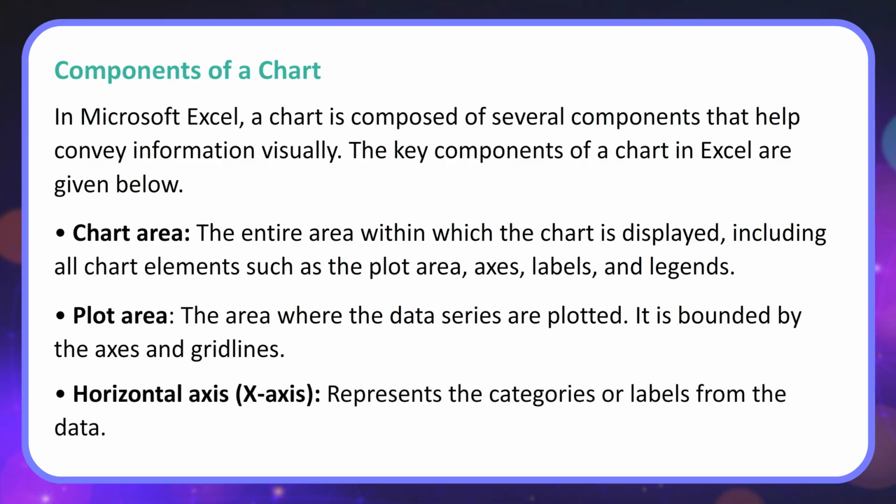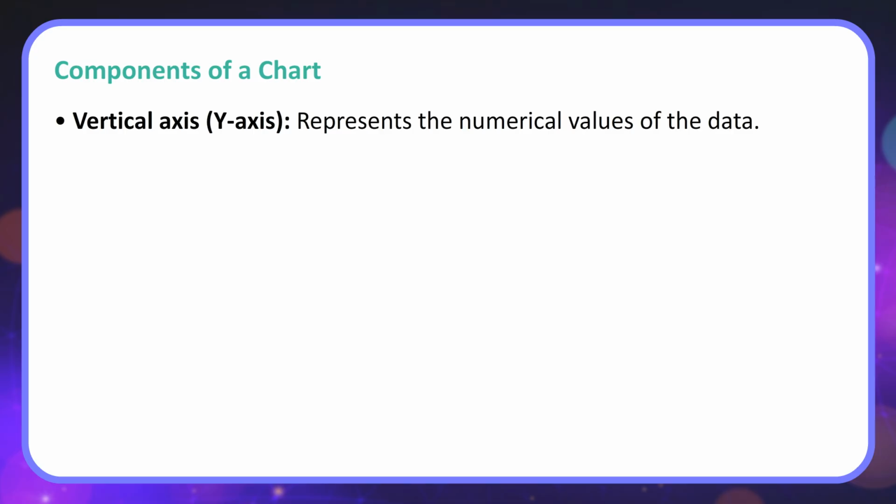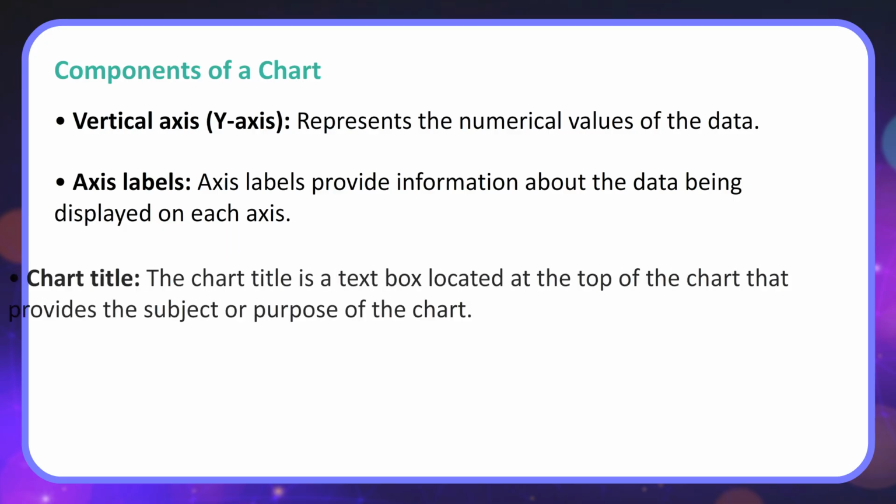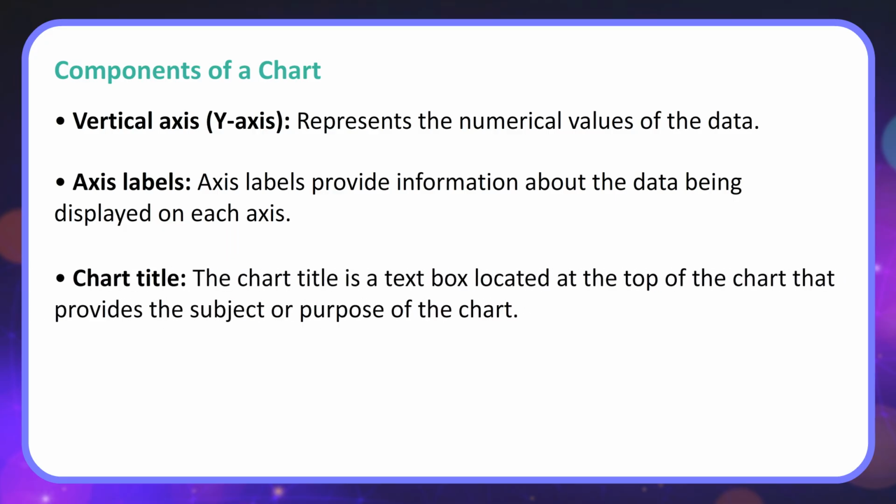Horizontal axis, x-axis, represents the categories or labels from the data. Vertical axis, y-axis, represents the numerical values of the data. Axis labels provide information about the data being displayed on each axis. Chart title. The chart title is a text box located at the top of the chart that provides the subject or purpose of the chart.